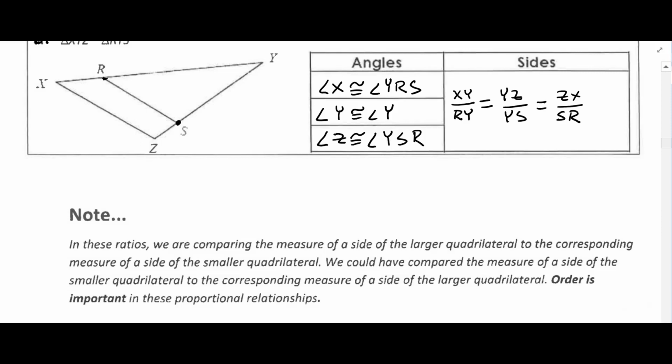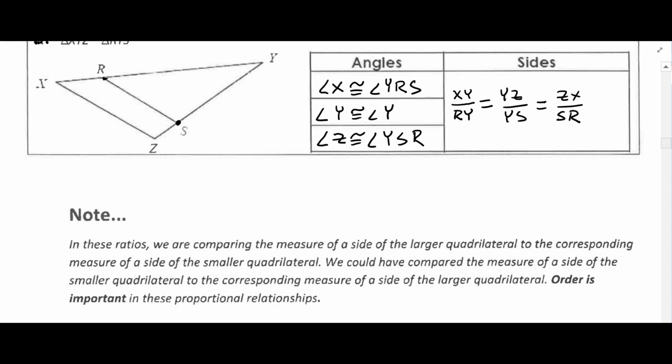In this video, we're continuing with Chapter 11. We're in Section 11.1 Part B. We're talking about similar polygons. So we just finished writing congruency statements for some angles and a proportionality statement for some sides.